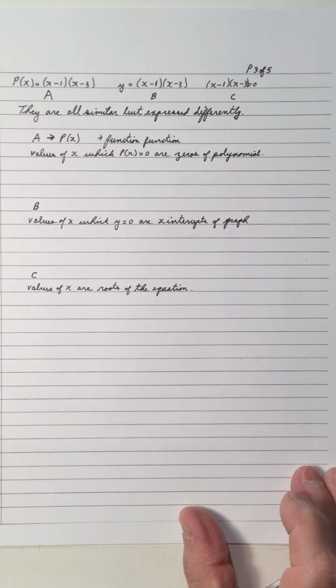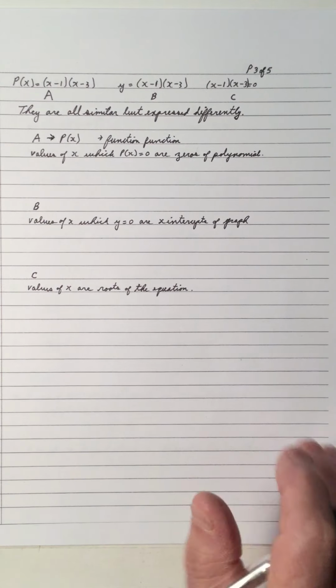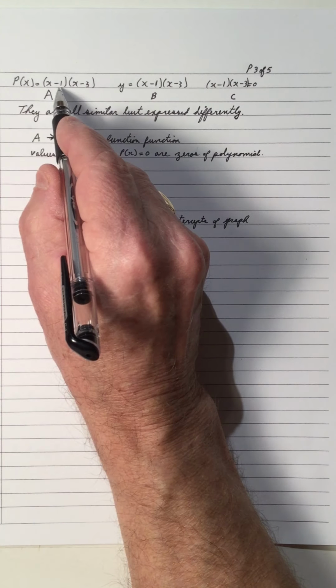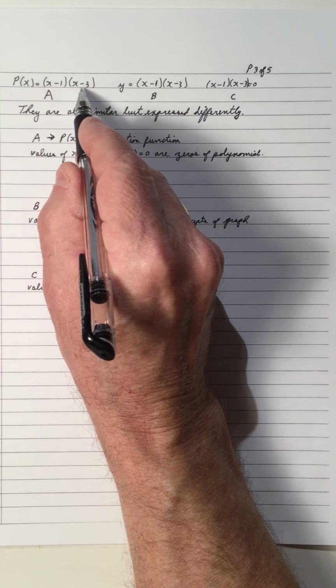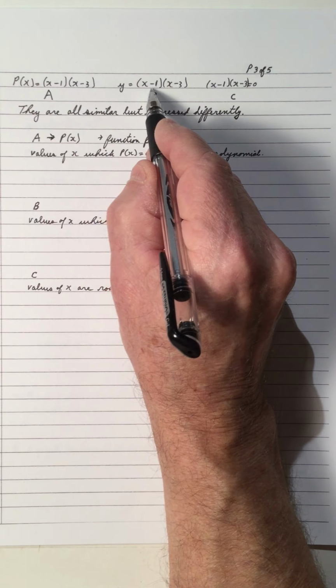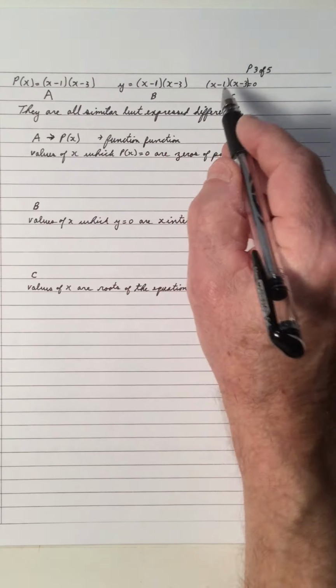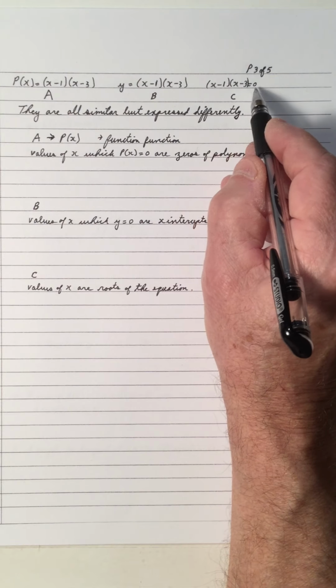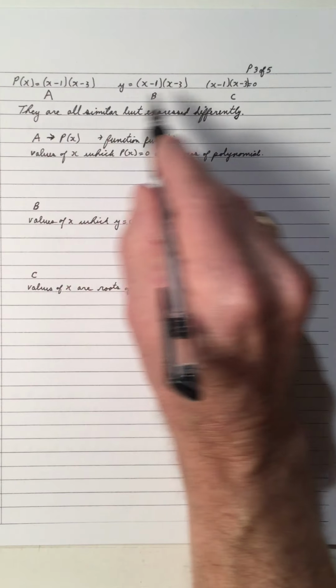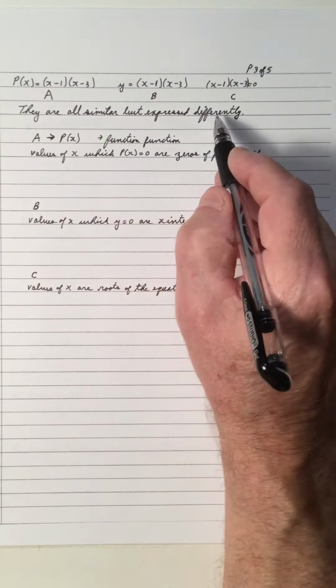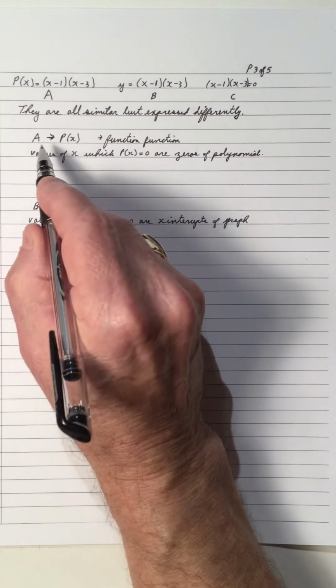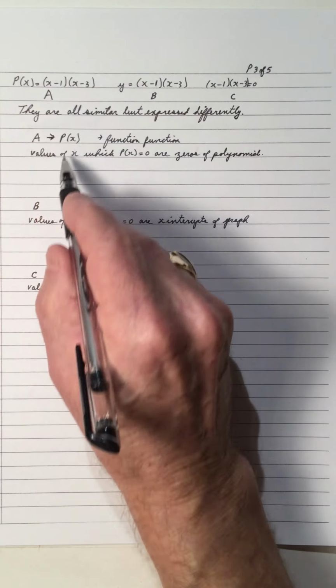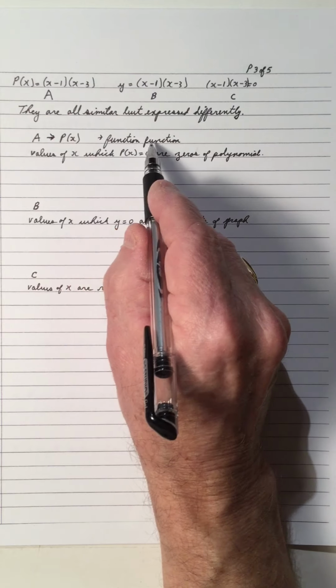So let's sum it up. P of x equals x minus 1 times x minus 3. Y equals x minus 1 times x minus 3. X minus 1, x minus 3 equals 0. Three different forms. They are all similar, but expressed differently. So in A, right here, the p of x is a function notation.